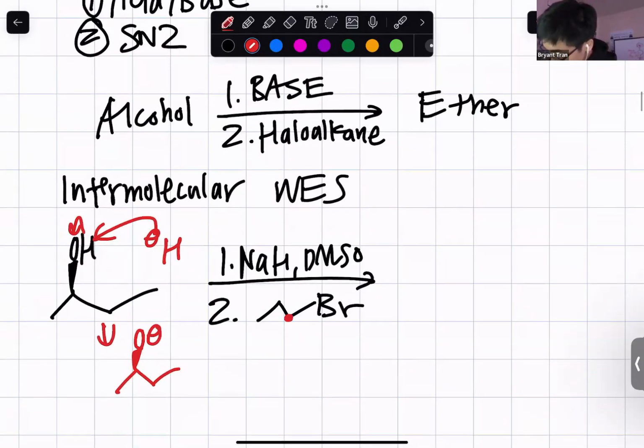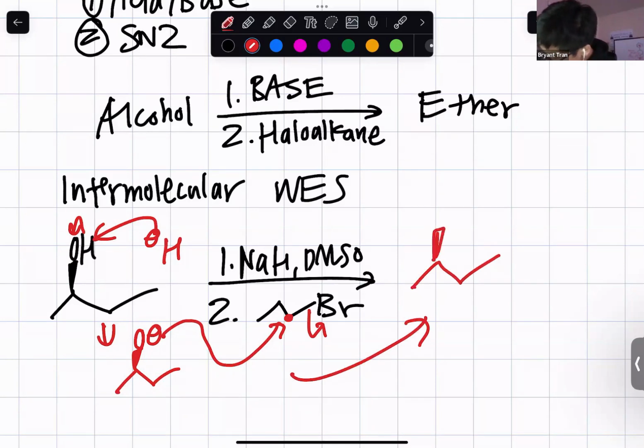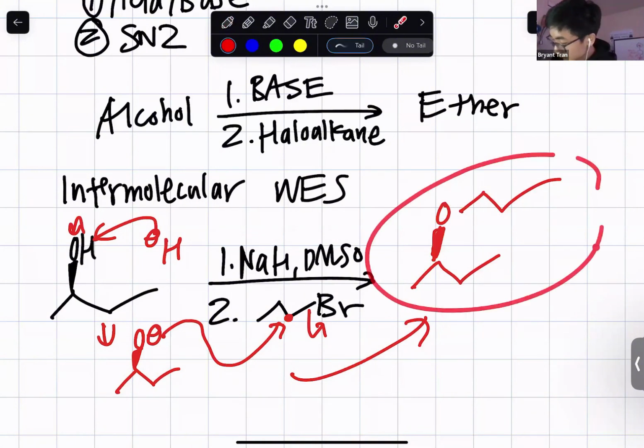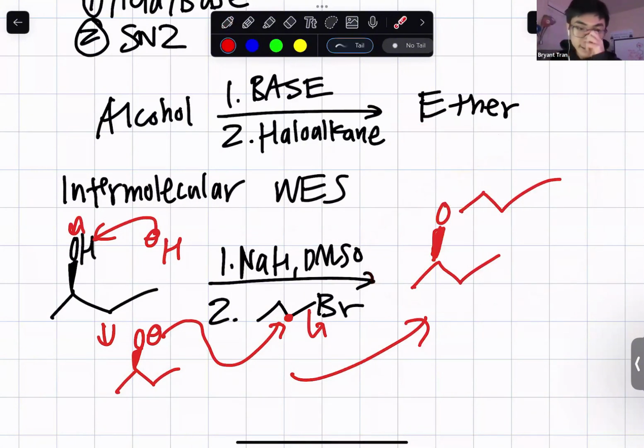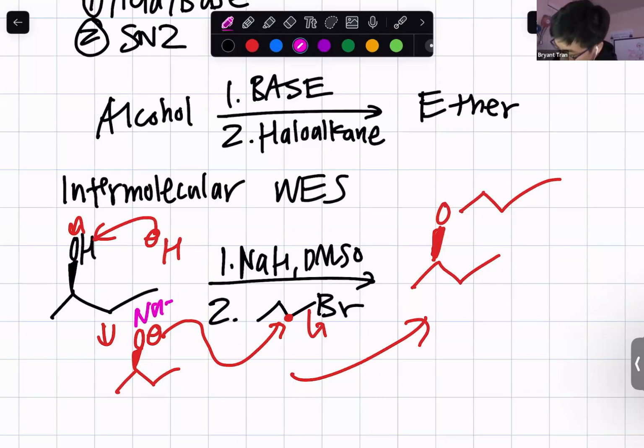Then we bring in the second step, where this O- attacks that partial positive carbon substrate to kick out that good leaving group and give us this ether here, where this is the ether we formed from WES. And this is intermolecular WES because the nucleophile, this O- here, is a separate molecule than this electrophile. They are separate molecules. Intermolecular. Right.